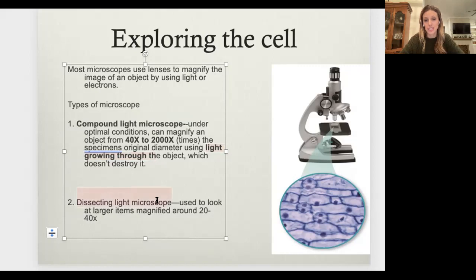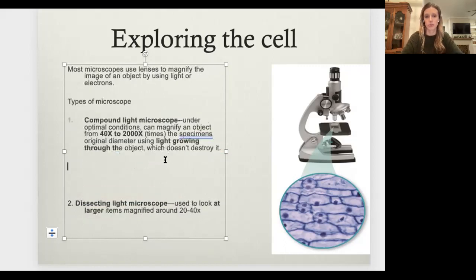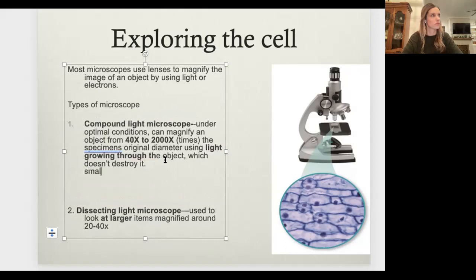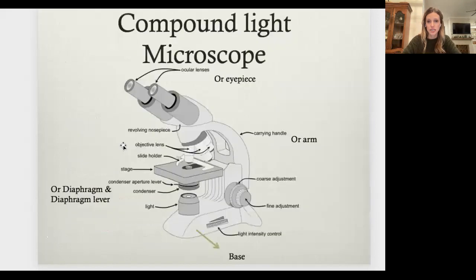So now your next one is dissecting light microscope. So you're going to write that and you're going to say it looks at larger items. Okay, compound light is looking at smaller, and then dissecting light is looking at larger. Okay. And then I want you to know that it goes from 20 to 40x. Okay. So after you got that down, go to the next slide.